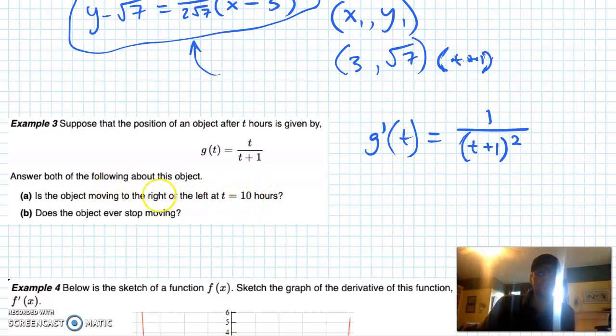Answer both of the following. So, is it moving to the right? In this case, I think moving to the right versus the left would be positive or negative. Plug in 10. Well, it's still going to be positive, right? And would it ever stop moving?